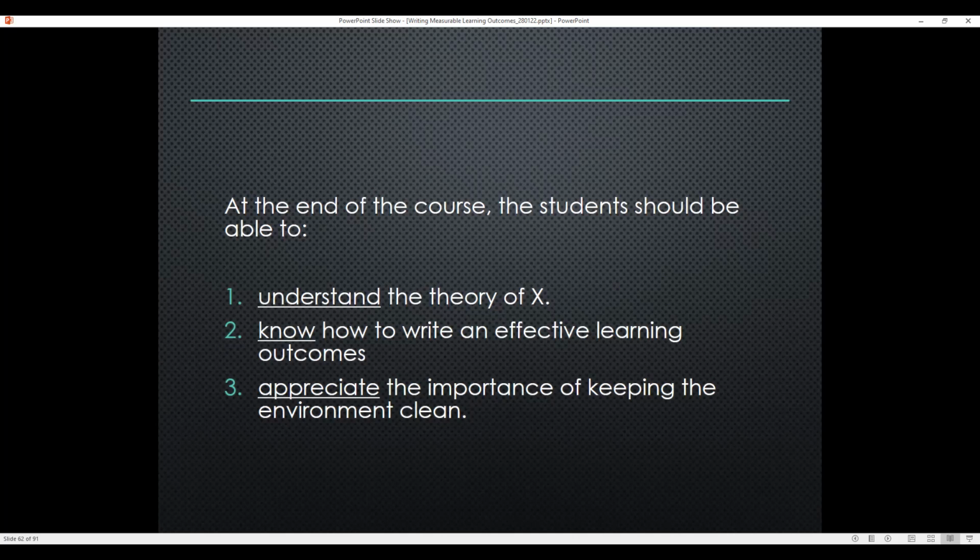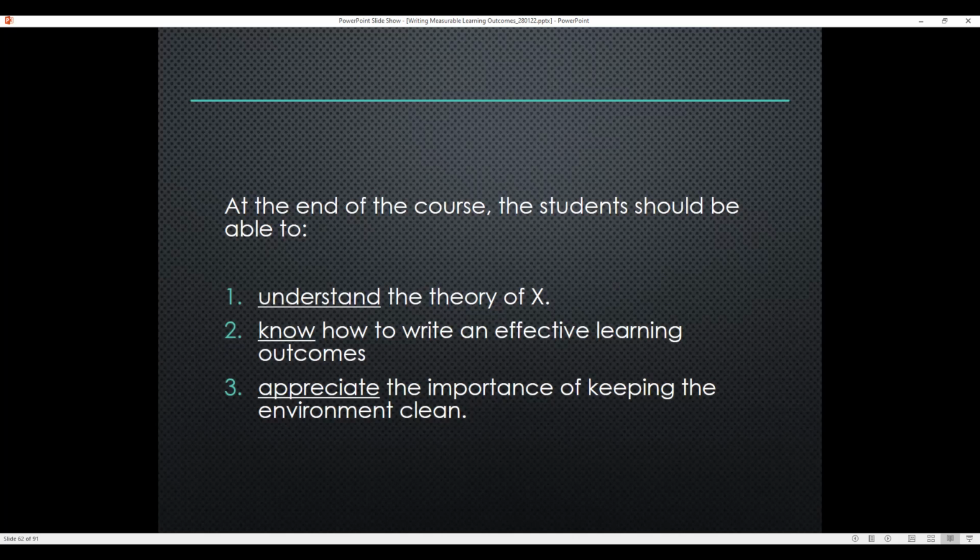These are very abstract. I think many of you might have come across learning outcomes like this before. But in OBE, we do not recommend writing this kind of outcomes because these are considered not measurable. How do we know whether students understand theory of X or not? How do we know is when we ask the students to explain, correct? So instead of saying understand, you say the student should be able to explain the theory of X. If they can explain to you the theory of X, then it shows that they understand. But if you just say understand, it's very abstract.